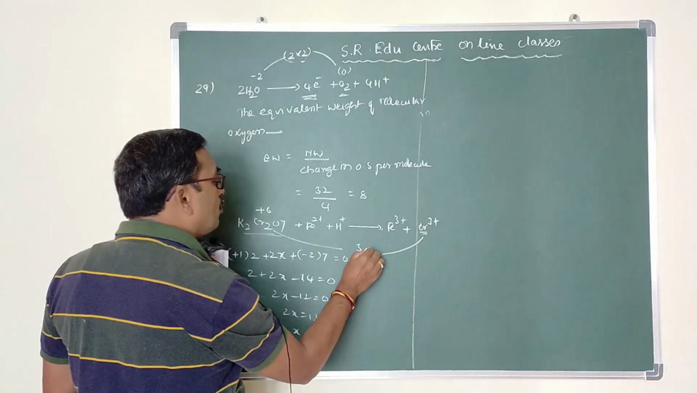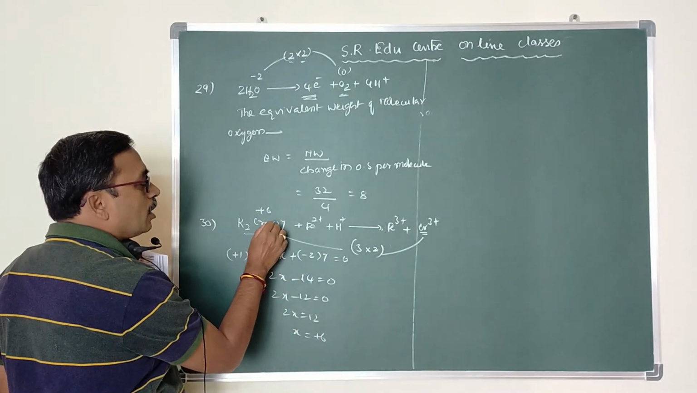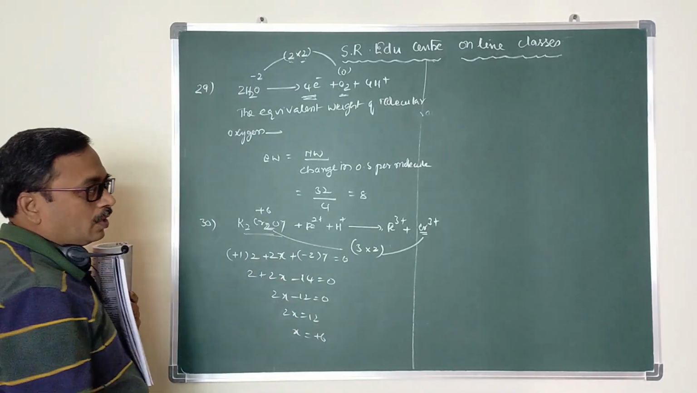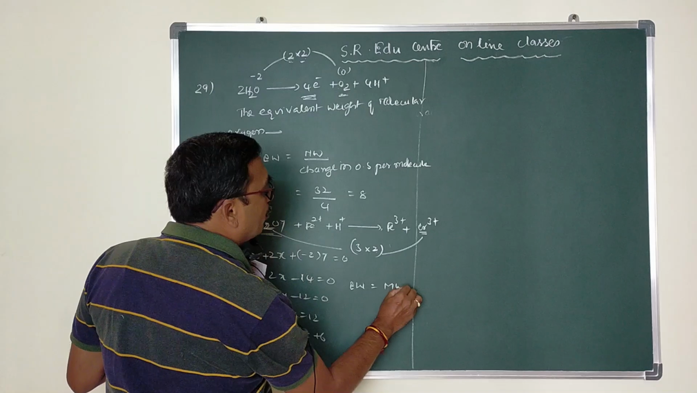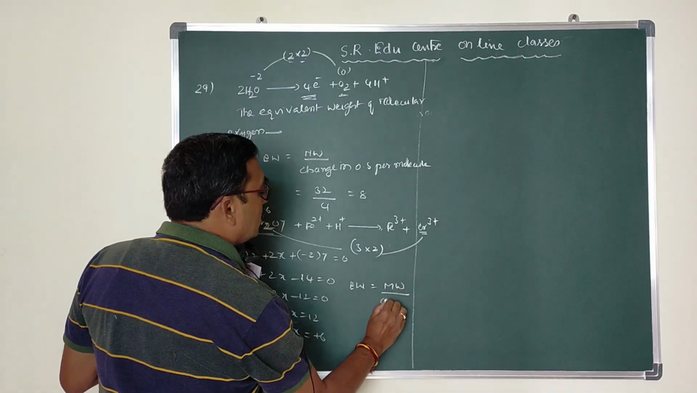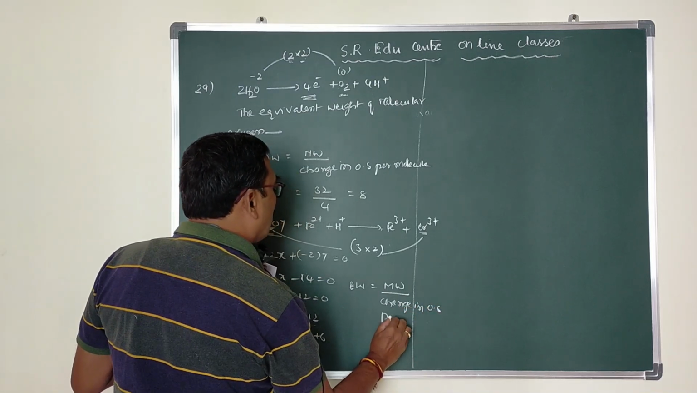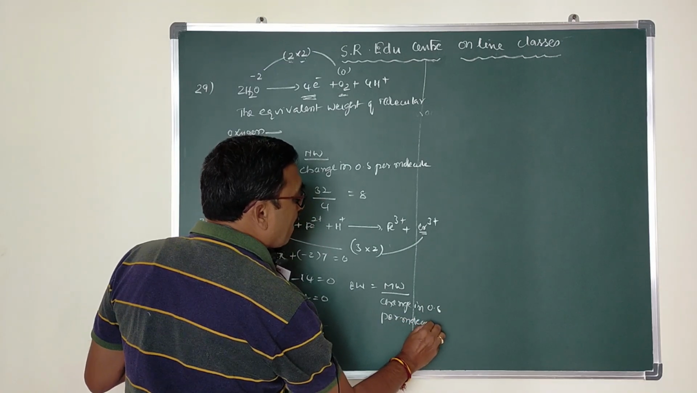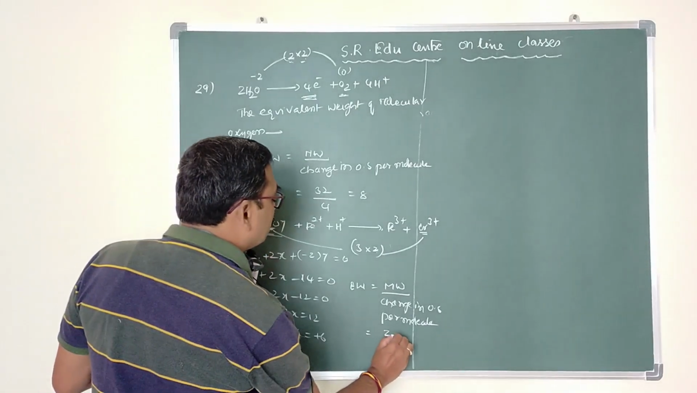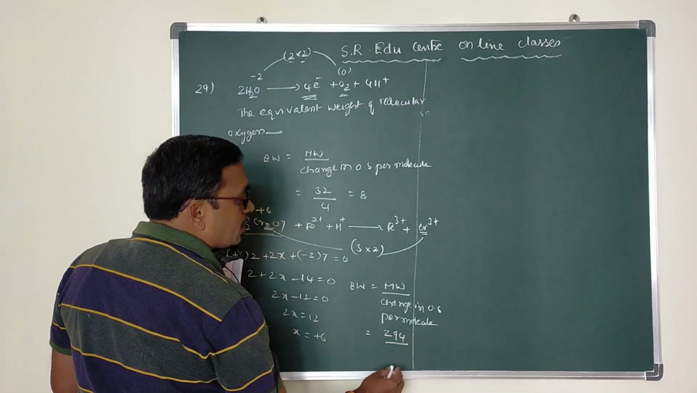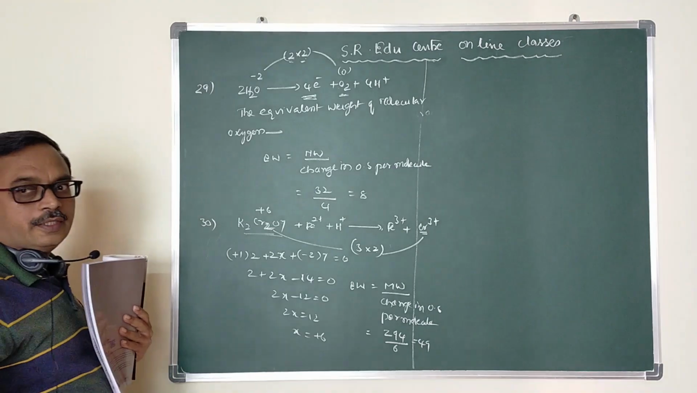Change in oxidation state per molecule is 3 into 2. Why am I multiplying with 2? Because the potassium dichromate contains 2 chromium atoms. Therefore, I am multiplying with 2. Equivalent weight is equal to molecular weight by change in oxidation state per molecule. So molecular weight is 294. Change in oxidation state per molecule is 6. So on simplification you will get 49.